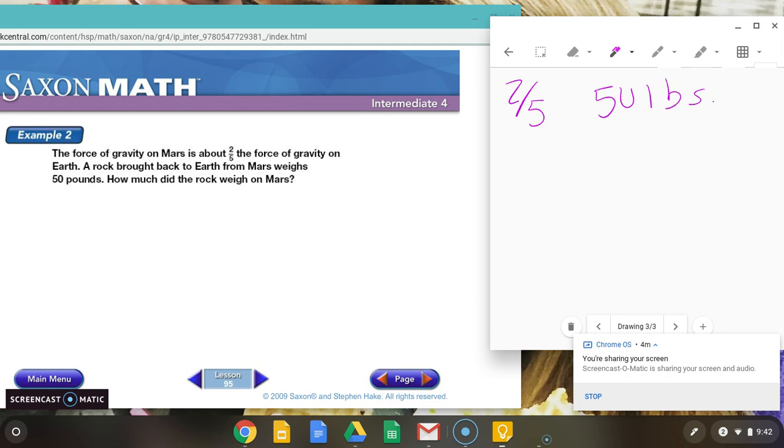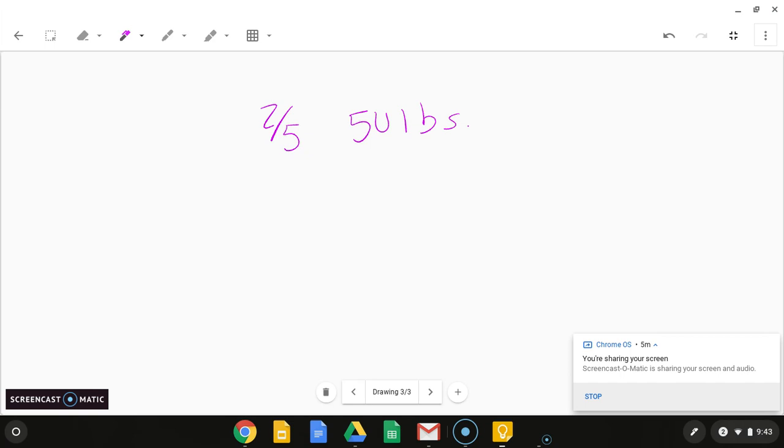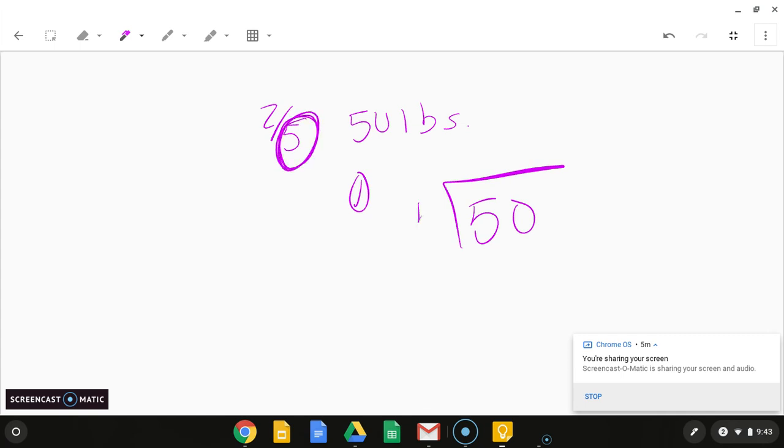The rock on Mars weighed only 2/5 of its weight on Earth. To find 2/5 of 50 pounds, we need to first divide. So if you remember the beginning of the lesson, we first divide and then we multiply. We need to find out how much the rock weighs on Mars. Okay, so our first step is going to be to divide. We're going to take our 50 pounds and divide it by our denominator here. Okay, 50 divided by 5.